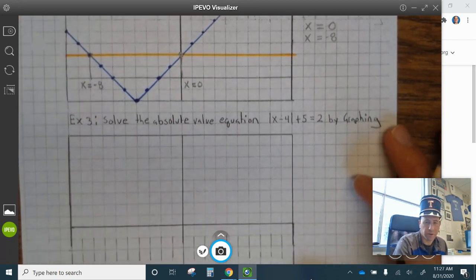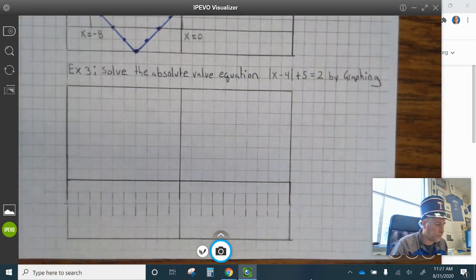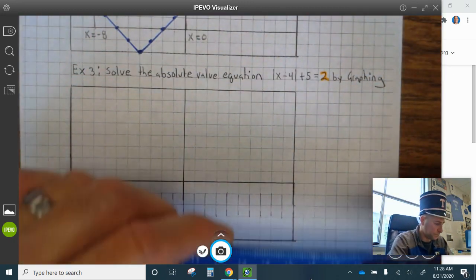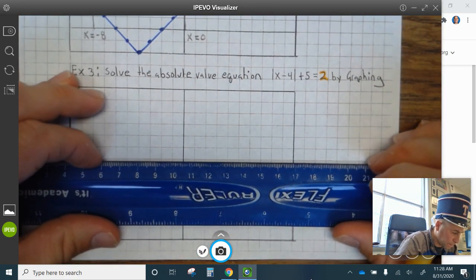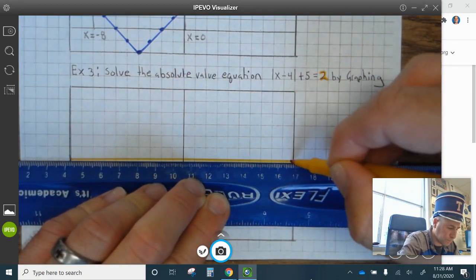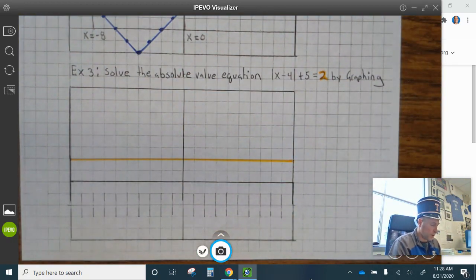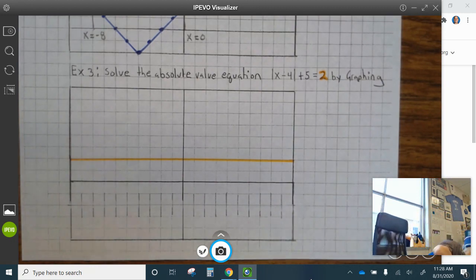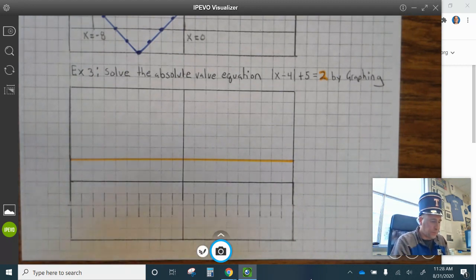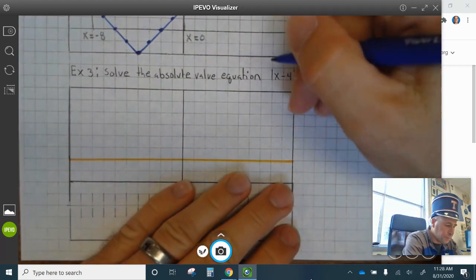All right, now let's take a look at example 3. Solve the absolute value equation: the absolute value of x minus 4, plus 5, equals 2 by graphing. So again, we're going to graph the right side, which is a horizontal line at 2. Okay, now, sorry, dropping my yellow pen there. All right, so now we're going to graph the left side in blue.